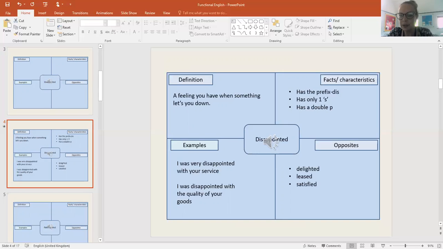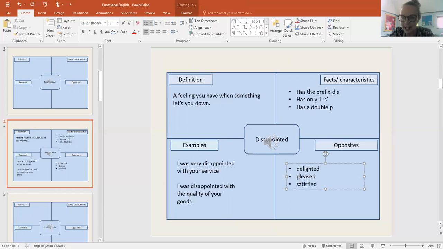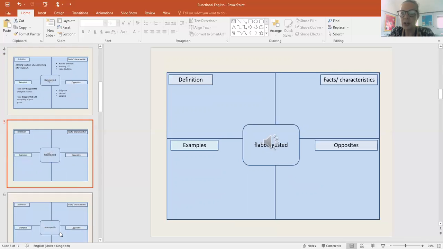And then obviously in the bottom one, we've got what the opposites of the word disappointed are, and that could be delighted. I've just noticed there that there's a spelling mistake. I wonder if I can change. Yeah, I can change that while I'm talking to you. And satisfied.